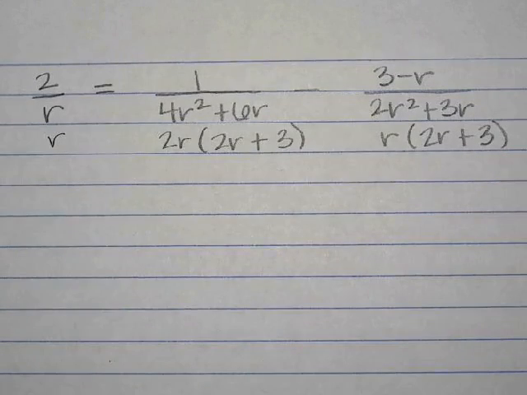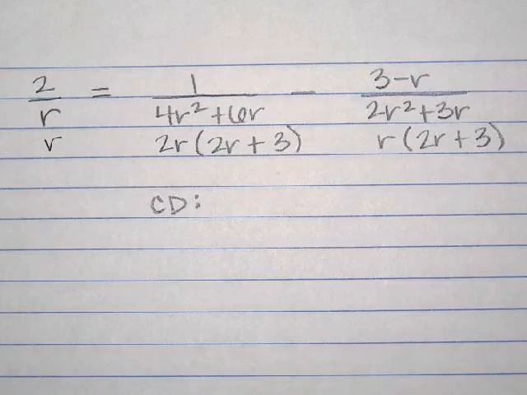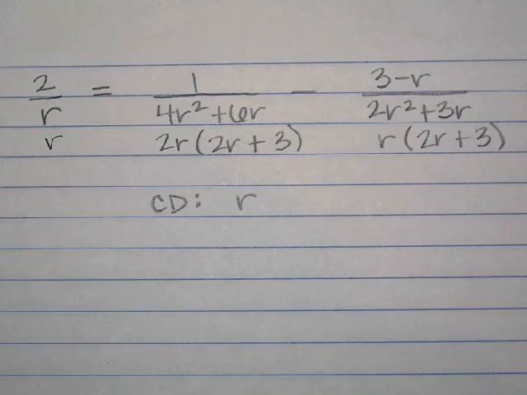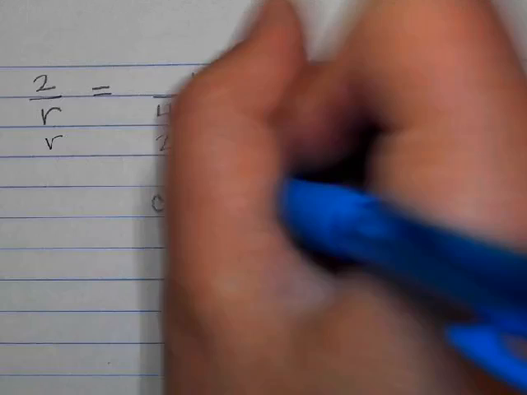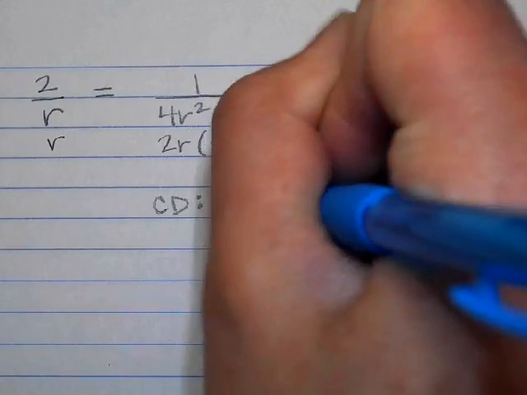So our common denominator is going to need to have what? An r for sure. Thought we had a pirate in here. No? R! No? Okay. And we also need a 2, okay. And we also need 2r plus 3, okay.